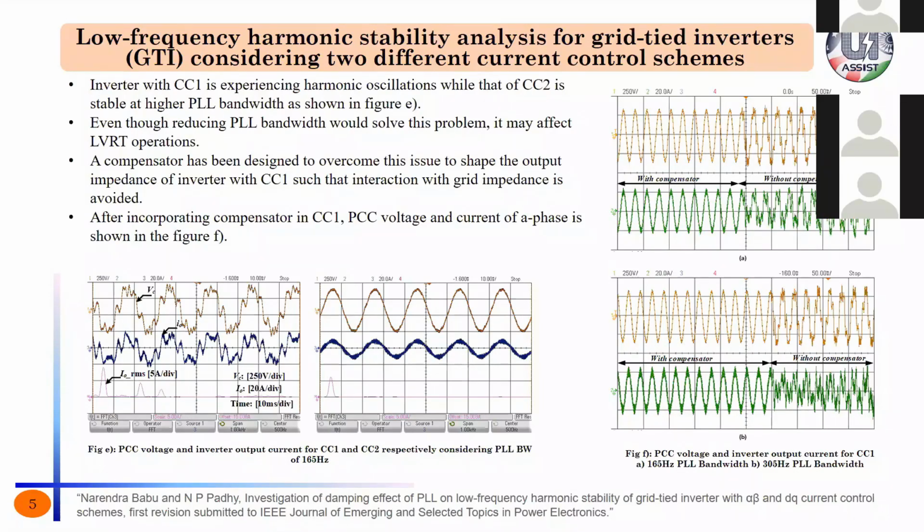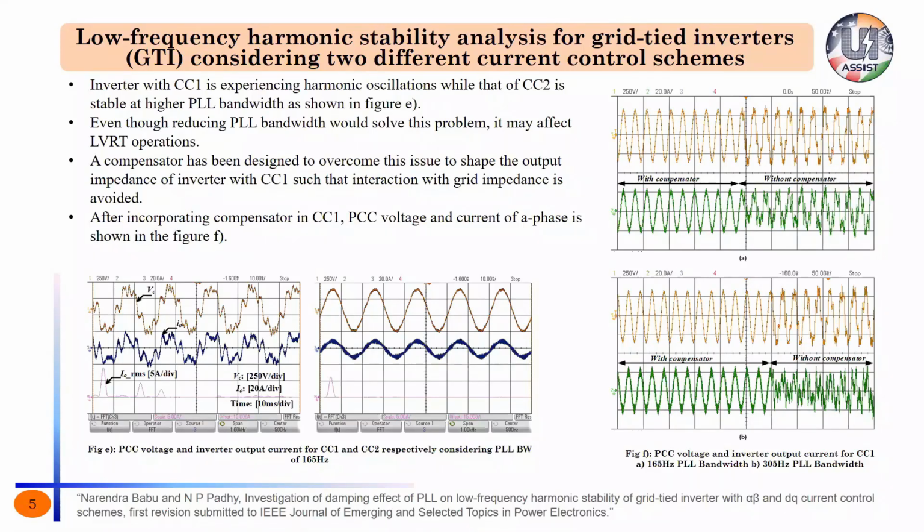On the right side, we have shown the waveforms after incorporating the compensator. We can see that with the compensator, tested for almost 305 hertz PLL bandwidth, no interaction was observed, and no harmonic oscillations were observed in the PCC quantities. So this was the first task that we carried out in this last one year session with the test bed. This article has been communicated, and the first revision has been submitted.